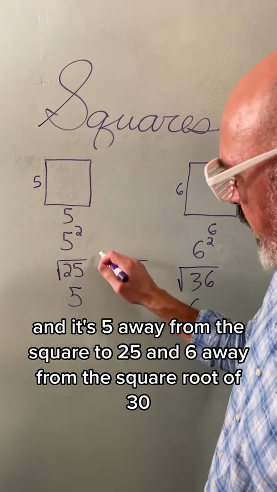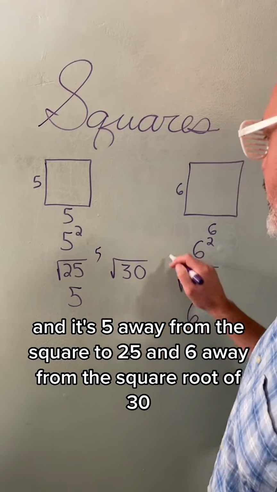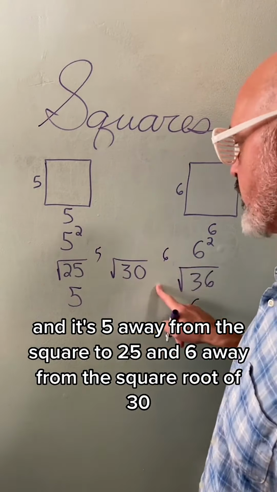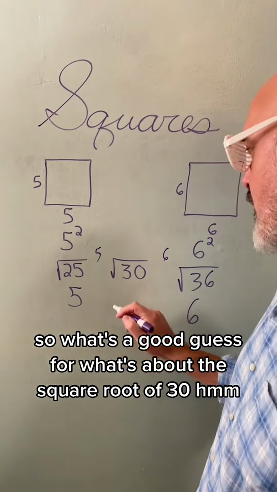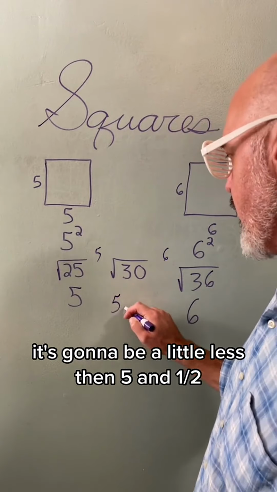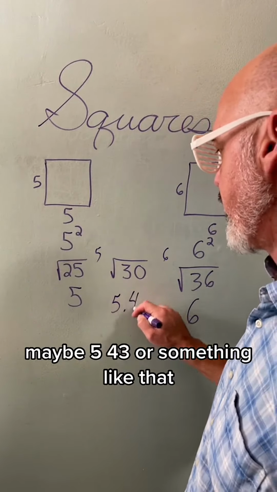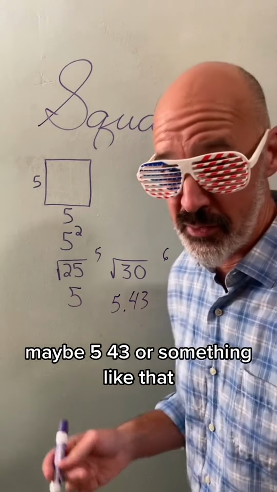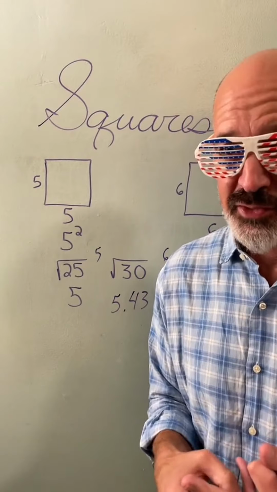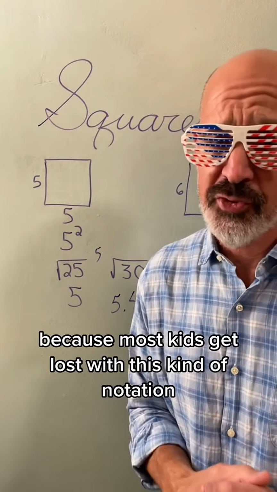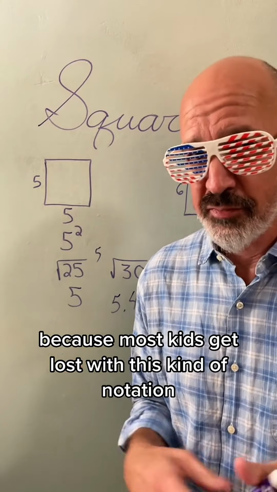And it's 5 away from the square root of 25 and 6 away from the square root of 36. So what's a good guess for about the square root of 30? It's going to be a little less than 5.5, maybe 5.43 or something like that. But the key is for kids to be able to estimate these kinds of things and not just be so lost, because most kids get lost with this kind of notation.